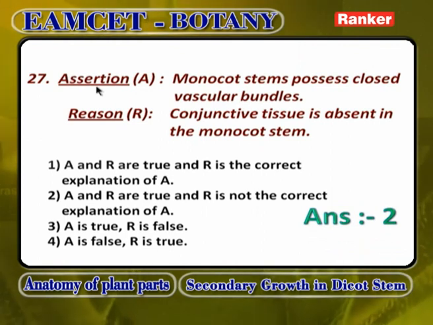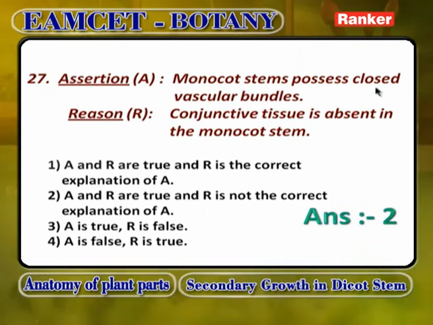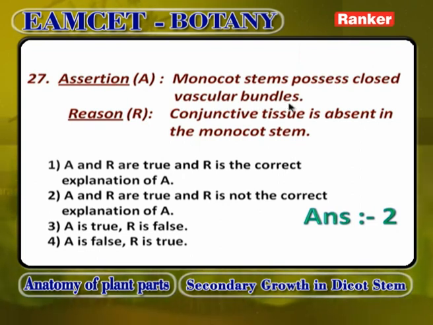This is an assertion reasoning question. Monocot stem possesses closed vascular bundle. What is a closed vascular bundle? Cambium is absent in between xylem and phloem.